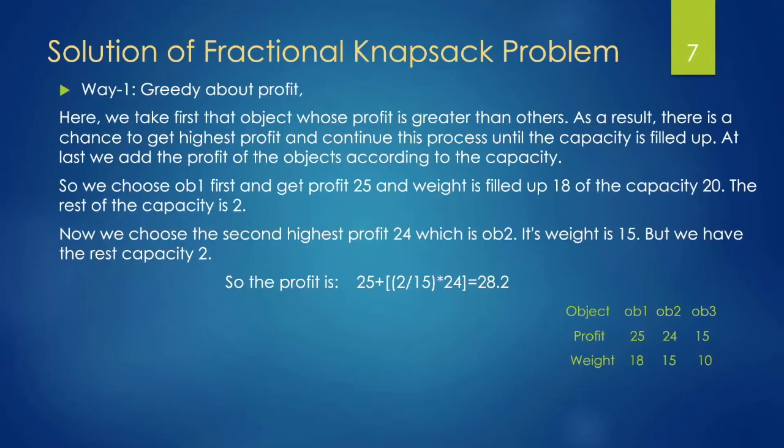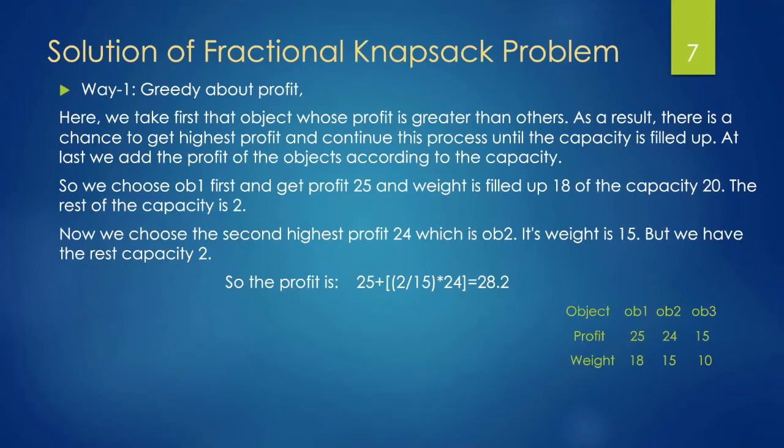Way 1. Here we are greedy about our profit. Here we first take the object whose profit is greater than the others, so there is a chance to get the highest profit, and we continue this process until the capacity is filled up. At last we add the profit of the objects according to the capacity.